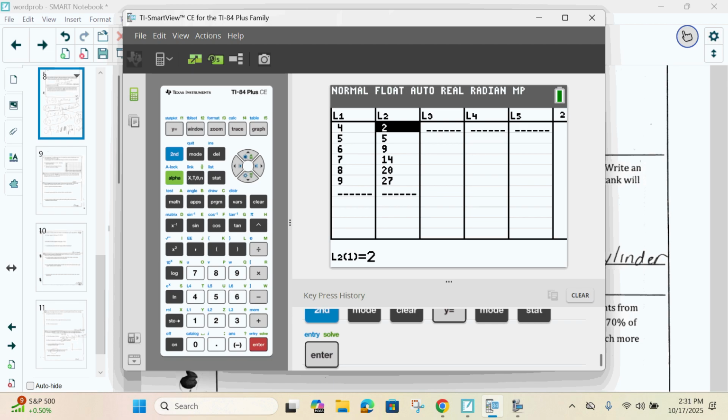Stat edit. Does that one not work right now? Battery. Just got the other one. Yep. Stat edit. So make sure you have those pieces in there.